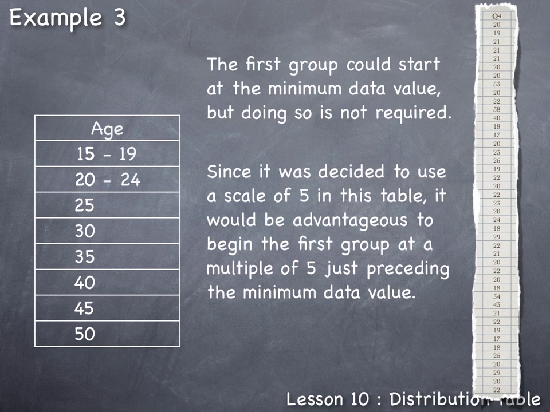Also, using a scale of 5 means we just count by 5s. So from 19 to 24 we count by 5s, 24 plus 5 is 29, and so on, counting by 5s. 34, 39, 44, 49, 54. So here is the decision that we'll use to group the ages for this table.